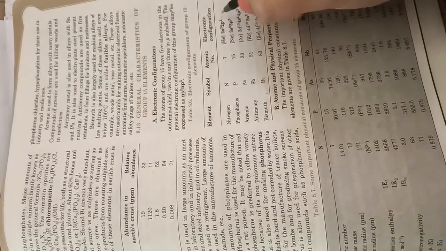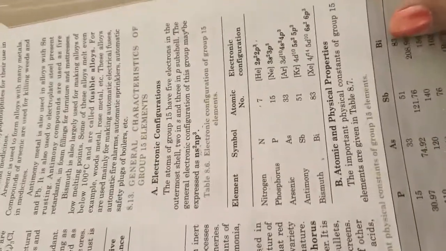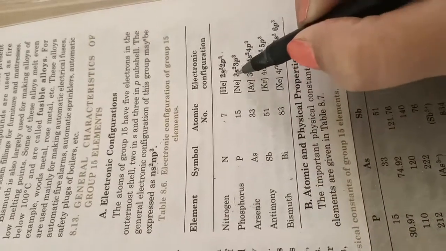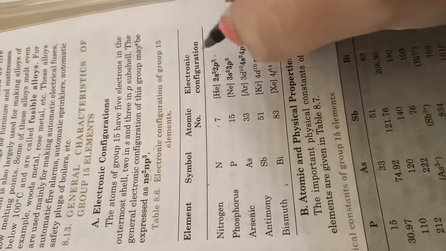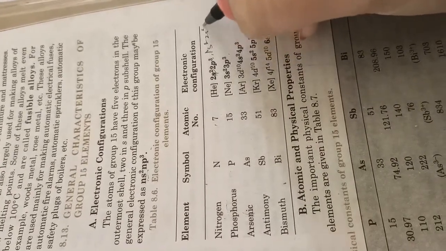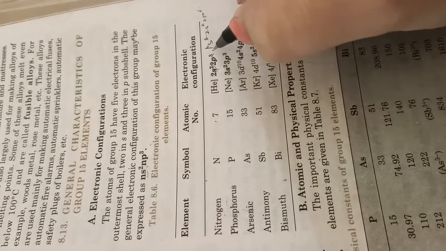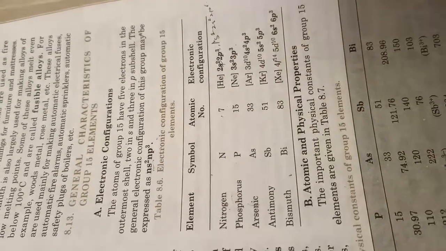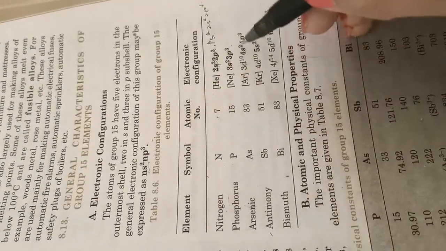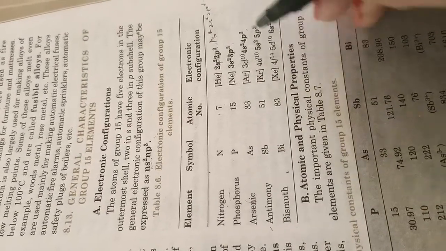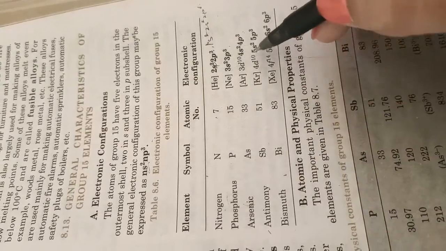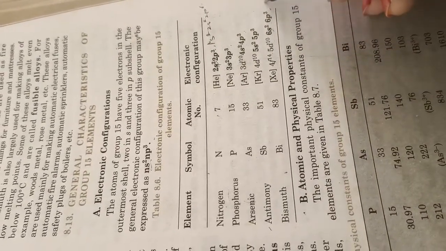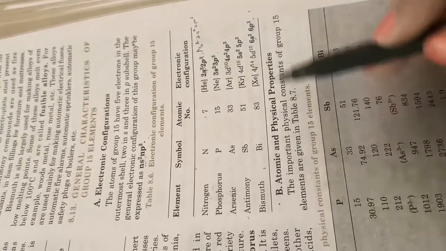Now how can we find this for the others? Phosphorus has atomic number 15. At last, what will come? 3s2 3p3. Like, beta, we are not writing 1s2 2s2 2p6 from the starting; we are writing only the last one, whatever is coming last. Arsenic at the last comes as 3d10 4s2 4p3, antimony Sb is 4d10 5s2 5p3, bismuth is 4f14 5d10 6s2 6p3.